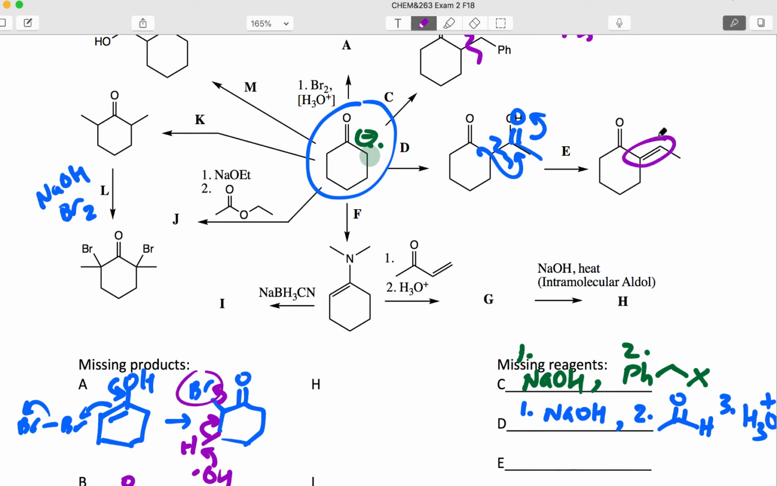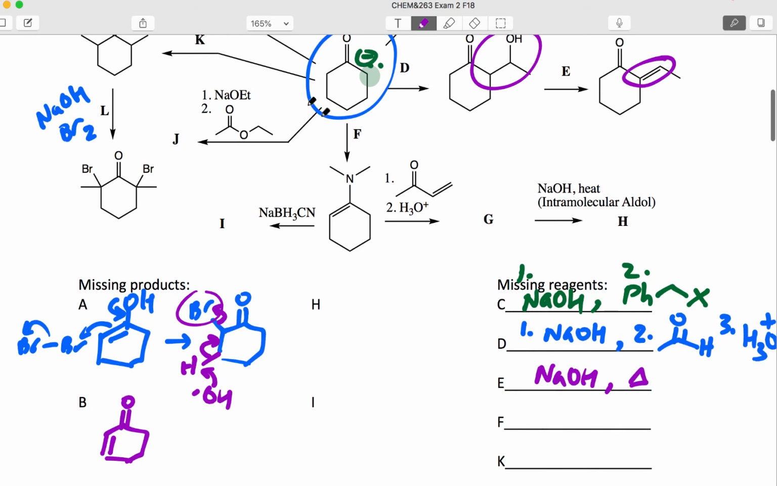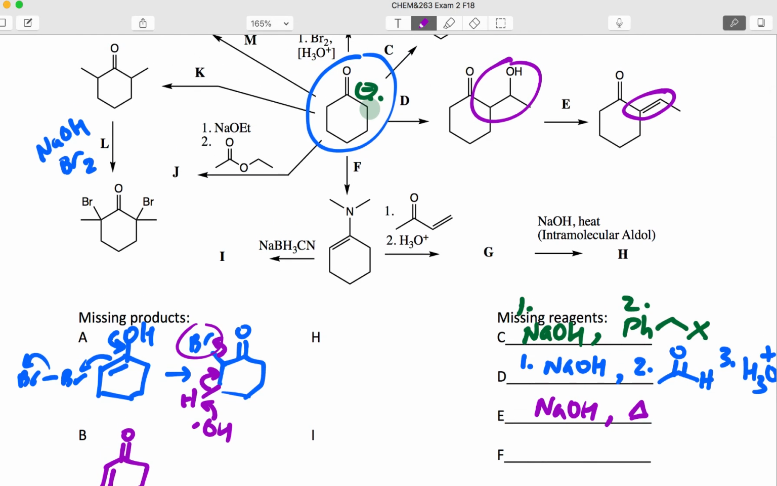For part E, I'm looking for an aldol condensation. So once I have the OH group here, I want to eliminate that OH, and you can do that under basic conditions. So I was looking for NaOH and heat, but you could also just put heat, assuming NaOH is still in the solution.